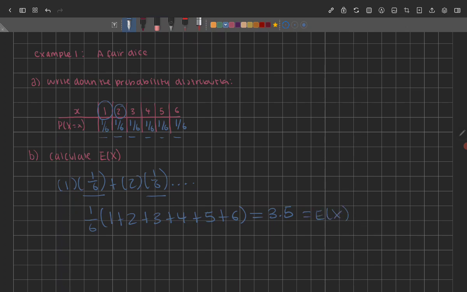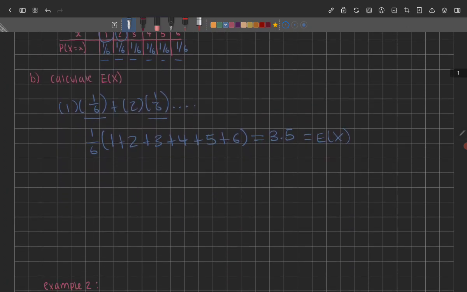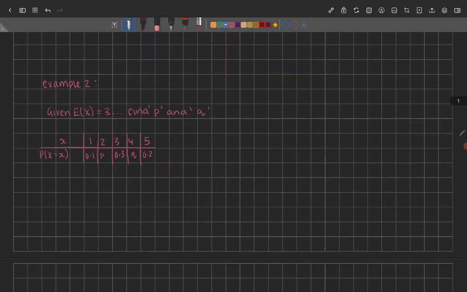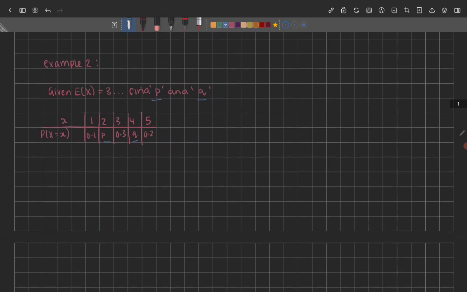We'll work on a more complicated example now. In this example, we're given E(X) and we're told to find 2 unknowns, p and q, which we can see here. The first step in this problem is that we need to create 2 simultaneous equations. In order to find p and q, we've got 2 unknowns, therefore we'll need 2 equations. If we notice, these are the probabilities of each event occurring, and probabilities must always equal 1.